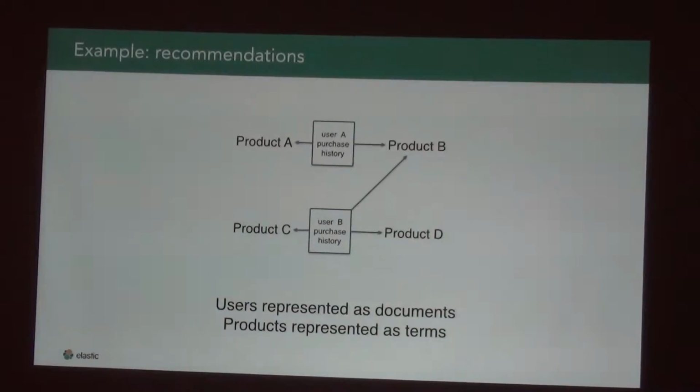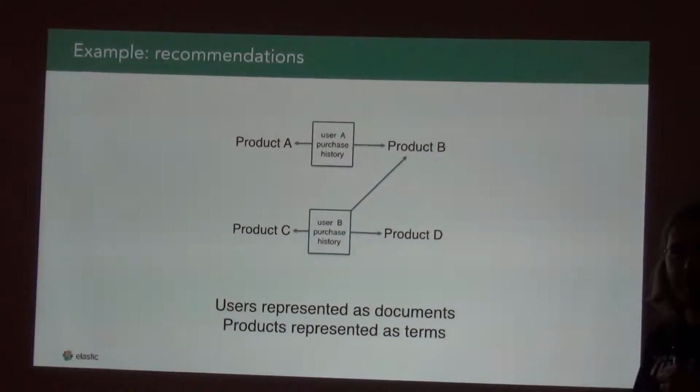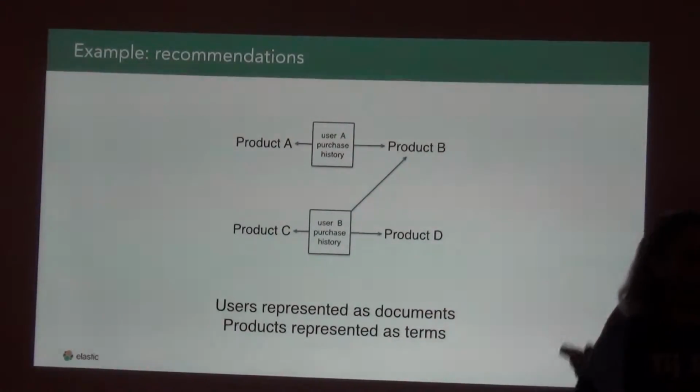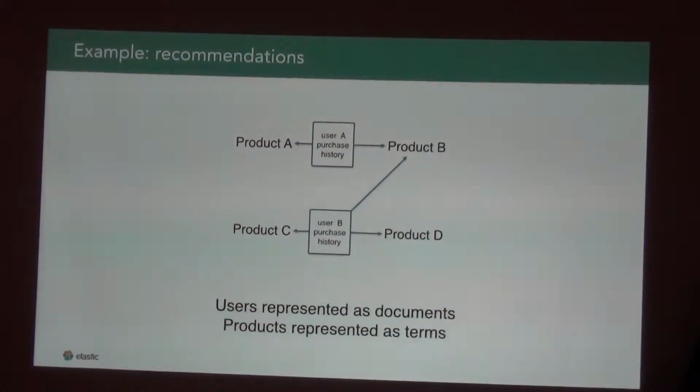So imagine that we have two users that bought some products. We create a document for each user, and there's a list of products that he bought as individual terms, as individual words. And we'll do analysis on this. We want to look for recommendations. Based on what I bought, or based on what I like, what should I buy or like next? What would you recommend me?